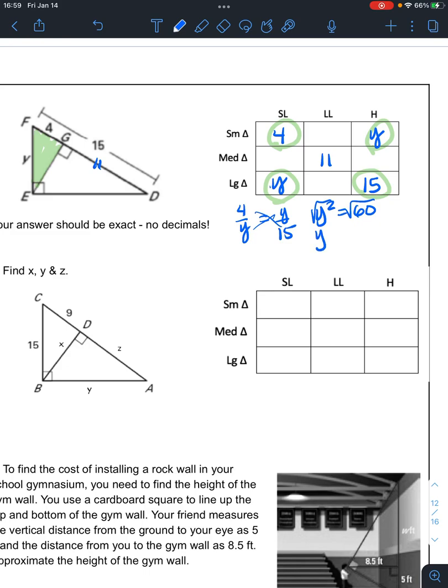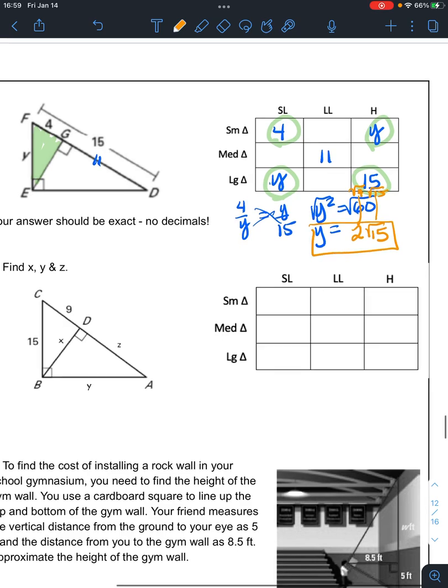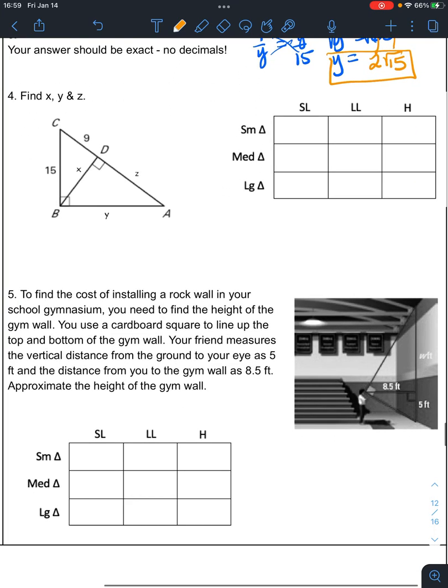If I take the square root of both sides, then the square root of Y squared is Y. The square root of 60, we want to simplify that. The biggest perfect square that goes into 60 is 4, and it goes in 15 times. So the square root of 4 is 2. The square root of 15 is not exact, and so we'll leave it 2 root 15. And so my final answer for Y is 2 root 15.